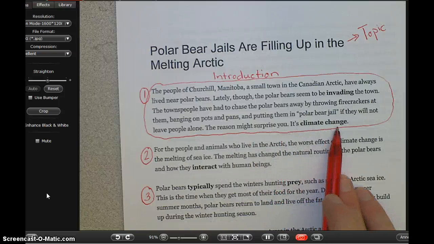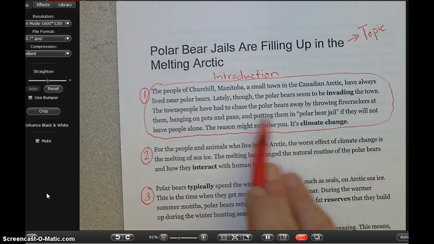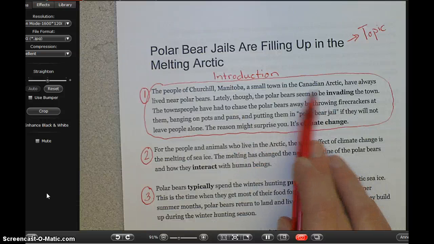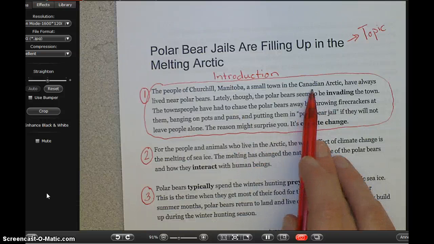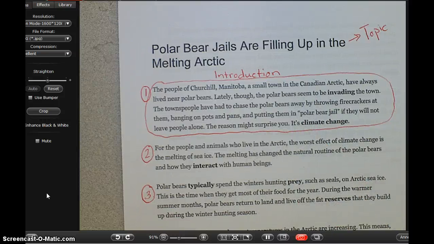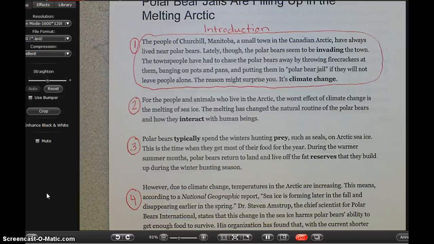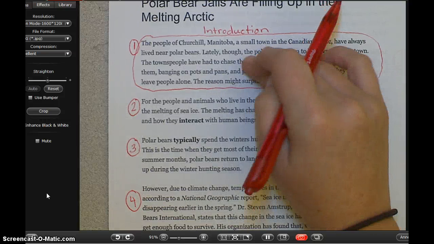It's climate change. Okay, so here in my introduction, I'm getting a little bit of a story or an anecdote about what's happening in a place up north in Canada that has to do with polar bears. So I want to read on and find out what exactly is happening that's making the polar bears act this way.